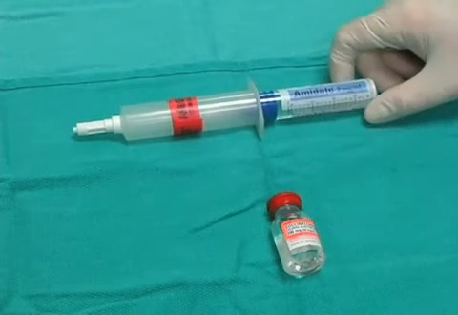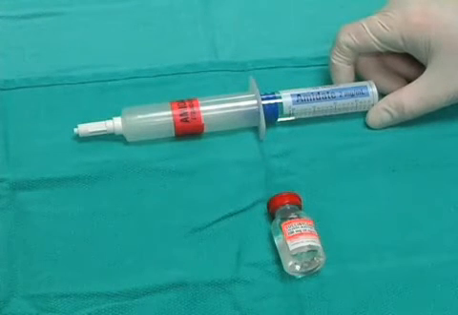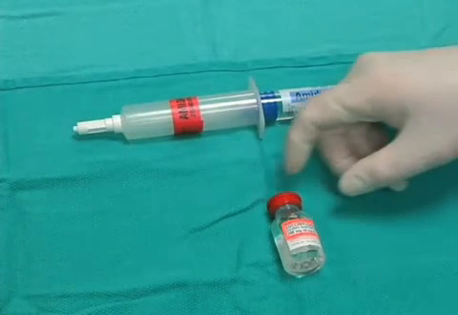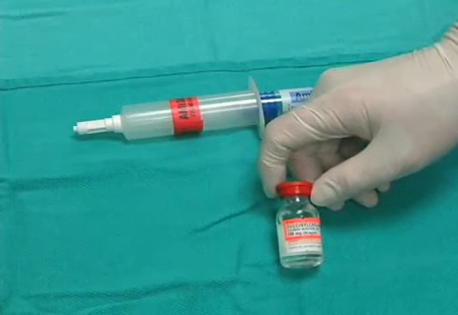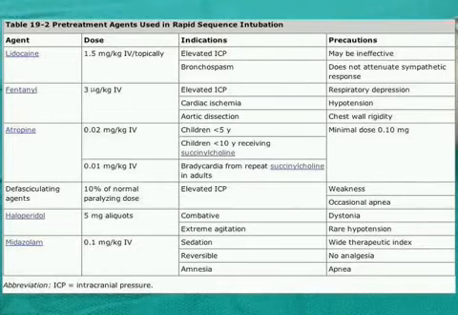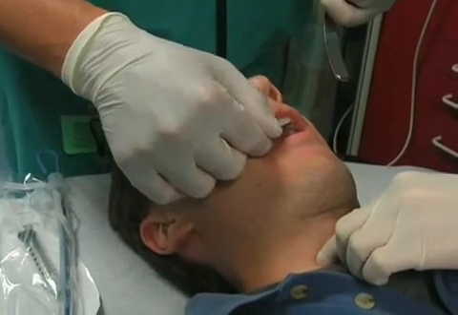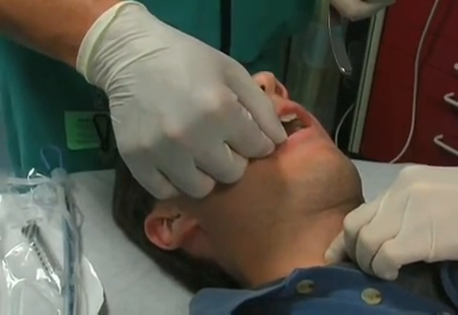In most emergency department intubations, the patient should be given an induction agent and a neuromuscular blocking agent. The most common induction agent is etomidate at a dose of 0.3 milligrams per kilogram, and the most commonly used neuromuscular blocking agent is succinylcholine at a dose of 1 to 1.5 milligrams per kilogram. A more detailed discussion of medications for rapid sequence intubation can be found in Tintinalli's Emergency Medicine.